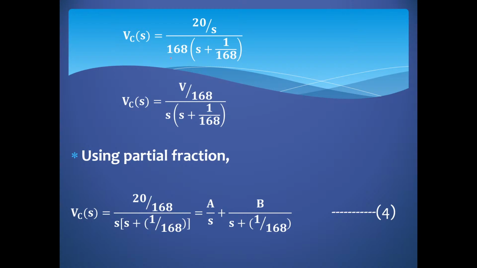So take 168 common. If you take 168 common, what do you get in the denominator? You get 168 into s plus 1 by 168. So Vc of s is equal to 20 by s whole divided by 168 into s plus 1 by 168. You can just replace the positions of s and 168: Vc of s is equal to 20 by 168, divided by s into s plus 1 by 168. So in the denominator we have two terms, one is s, another one is s plus 1 by 168. So we can go for partial fractions. By using partial fractions, Vc of s is equal to A by s plus B by s plus 1 by 168.